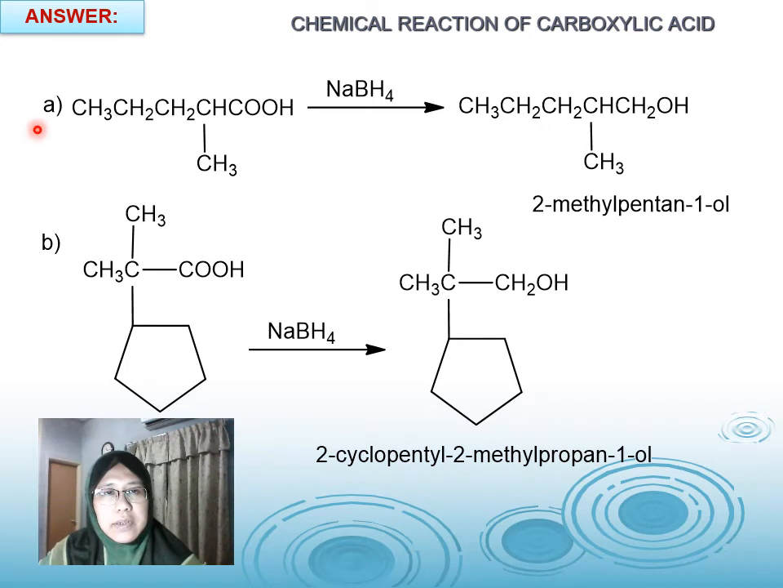This is question A, where you have a 2-methyl pentanoic acid. There are 5 carbons here. Then you want to reduce it. You are going to produce a primary alcohol at the place where the carboxyl group is. So the name would be 2-methyl pentanol. Right. For the next question, B, we have a carboxyl group here. So this part is going to become a primary alcohol. The name is 2-cyclopentyl 2-methyl propanol.